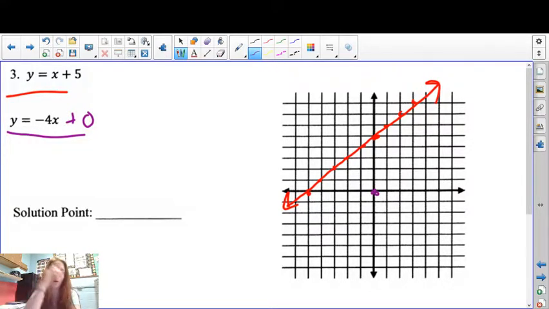Now I'm going to do my slope of down 4 to the right 1. Down 4 to the right 1. Go backwards, go up 4 to the left 1. Boom, I've hit my spot. It's right here. So -1, 4.